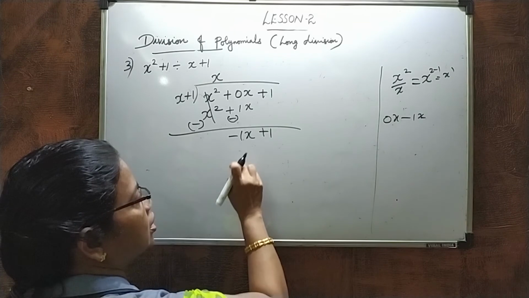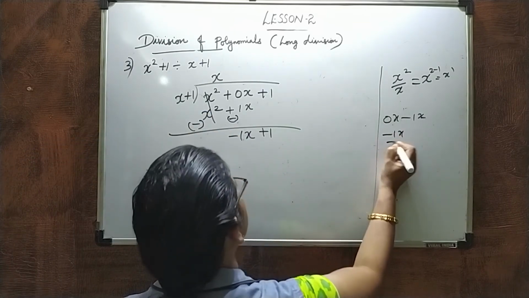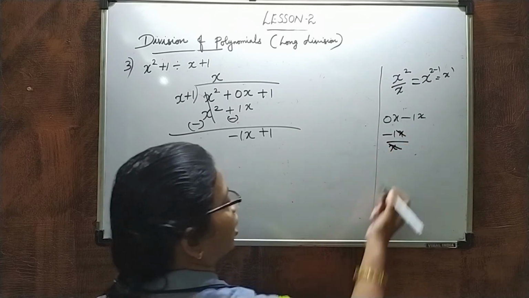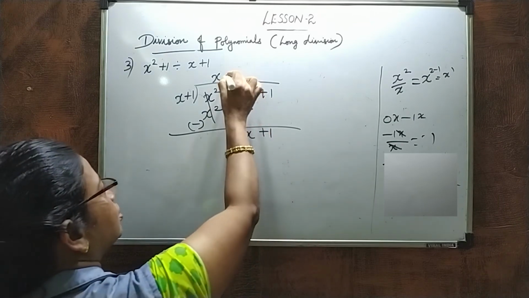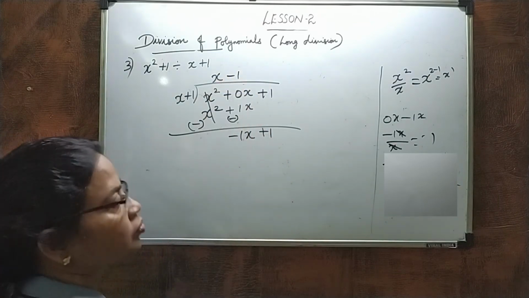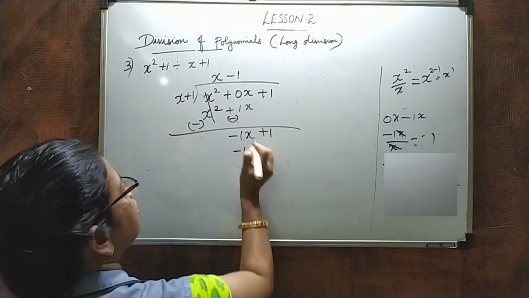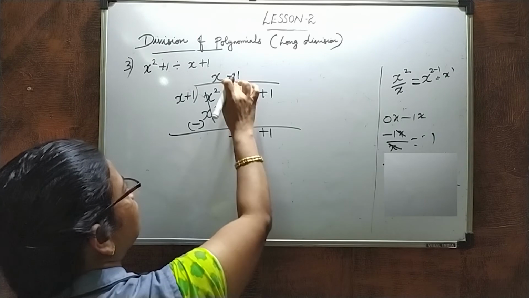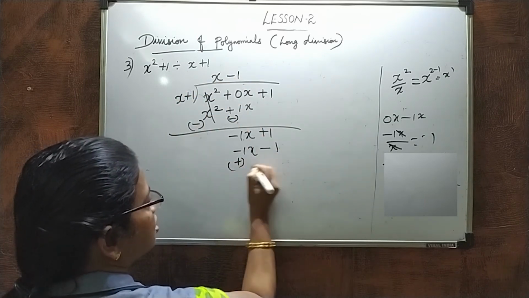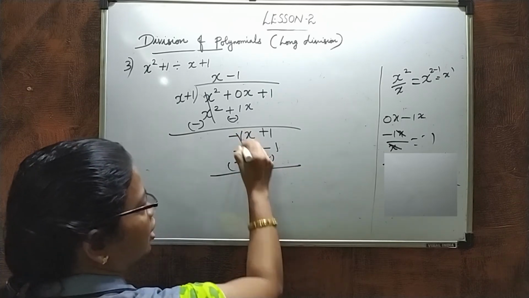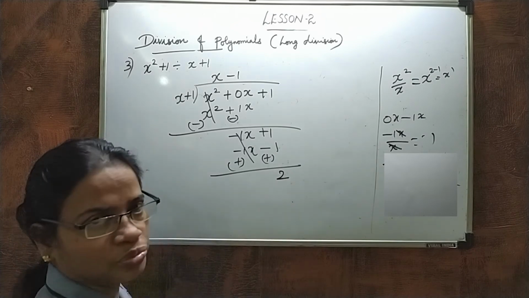Again, division starts. Division of the first term divided by the divisor. Negative 1x divided by x. x and x cancelled. So negative 1 you will get. Write on the top. Start now. Multiplication: negative 1 into x, negative 1x. Negative into positive, negative 1 into 1, 1. Take that inverse. Here it is cancelled. 1 plus 1, it is 2. Clear?